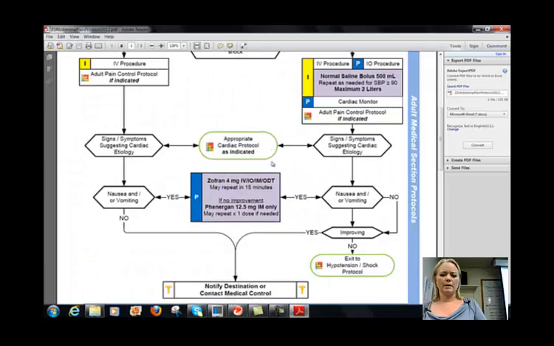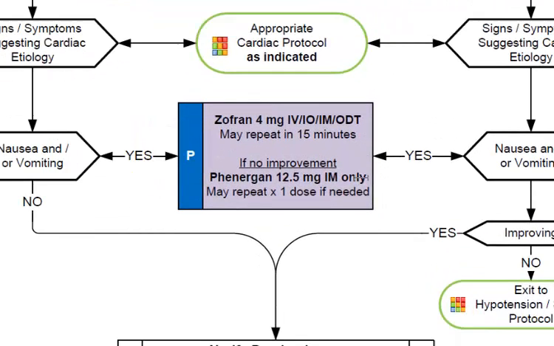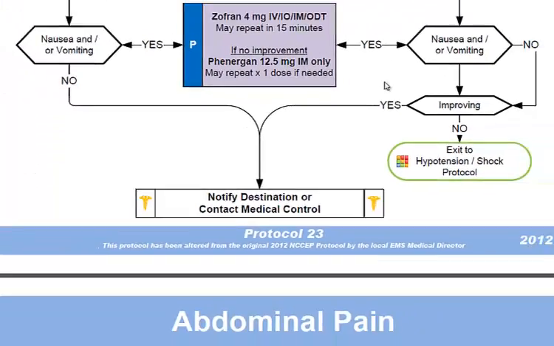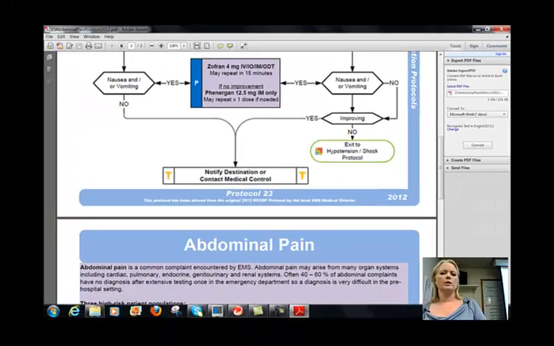Okay, so the abdominal pain protocol has on here where you can give some saline. If they're hypotensive, you can give Zofran or Phenergan. I think we talked about this before, that the reason why we're only doing IM Phenergan is because of the risk of tissue necrosis. If you have an infiltration of Phenergan sub-Q, it causes tissue necrosis. It doesn't do that when you give it IM.